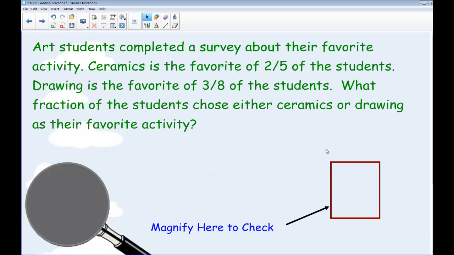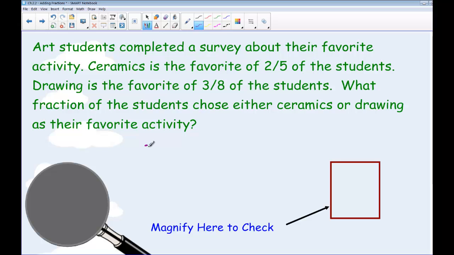Alright, and finally, here's an example of a word problem that you might see in your textbook and perhaps on your tests later on. Here it says art students are trying to complete a survey of their favorite activity. Ceramics is the favorite of 2/5 of the students. Drawing is the favorite of 3/8 of the students. So it's asking what fraction of the students chose either ceramics or drawing as their favorite activity. So this is simply just an addition question. You're simply going to add the two fractions of students.